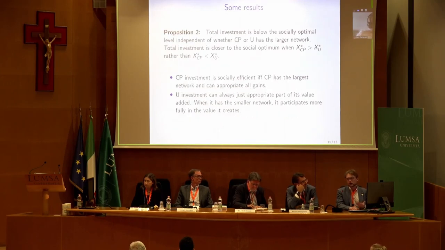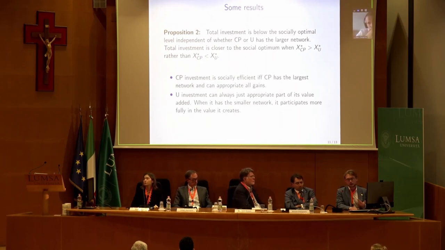Now you might be wondering, okay, we have more investment in one case than the other. Is there too much investment in total or too little? So that means we look at total welfare. I show that total investment is below the socially optimal level, independent of who has the larger network, but total investment is closer to the social optimum in the case where the vertically integrated firm has the larger network. In the interest of time, I'm skipping the intuition for this. It's very similar to what was shown before.